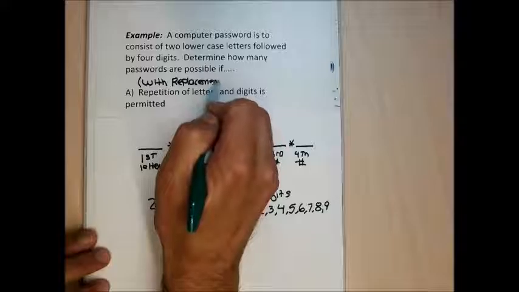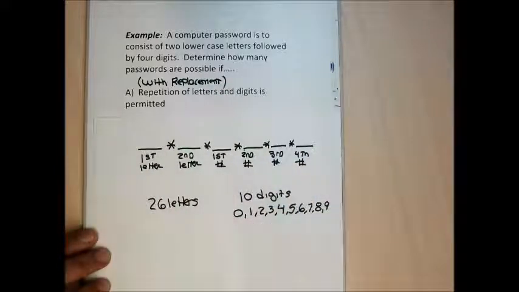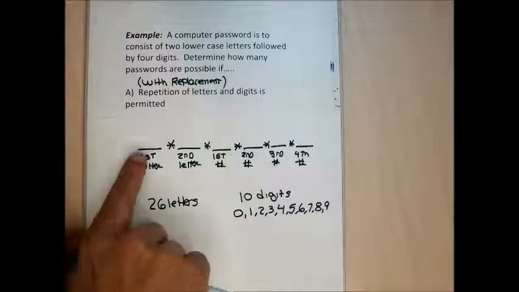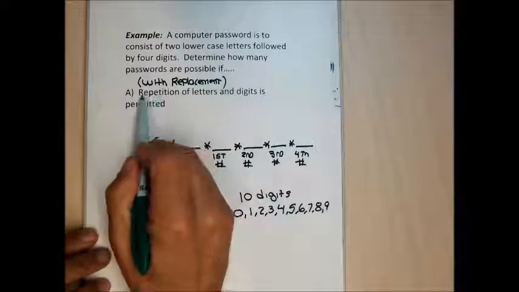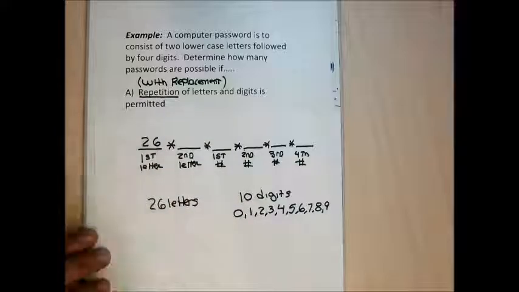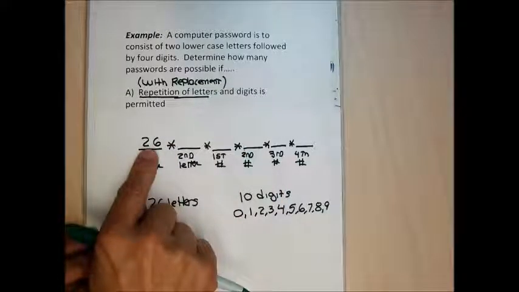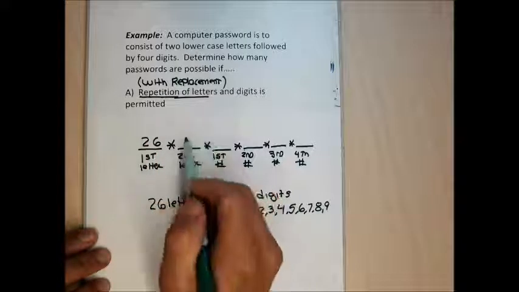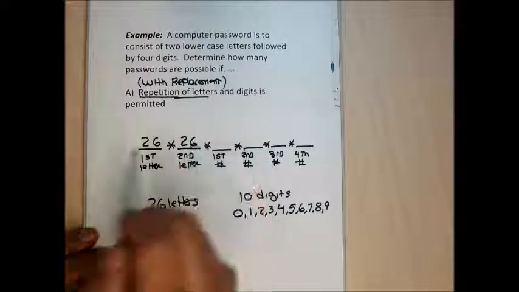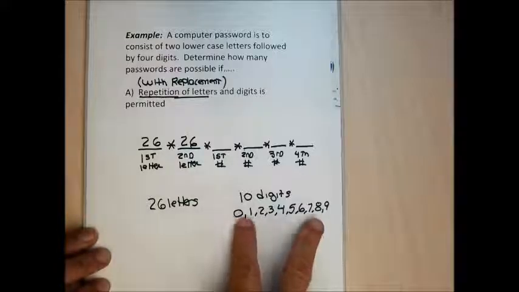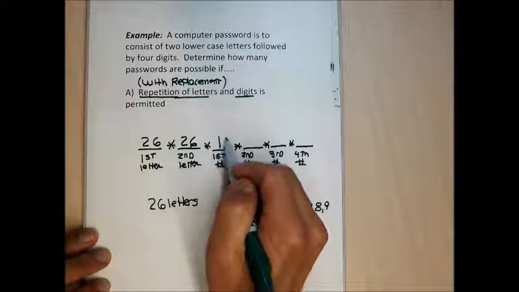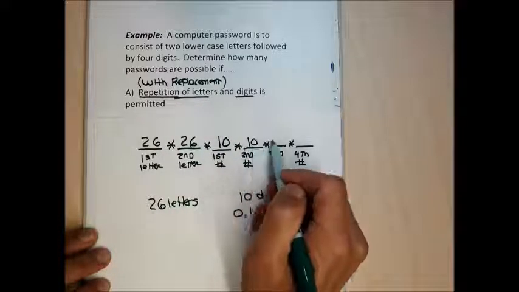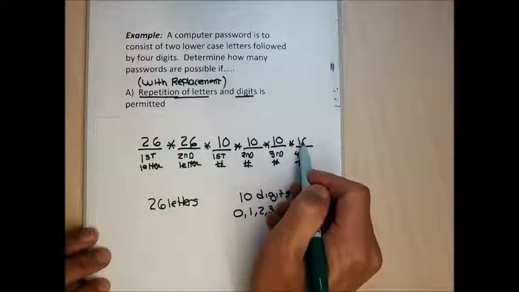And essentially, for each one of these choices, I just need to put the number of letters or the number of numbers that are available for that slot. For the first letter, I can use any of the 26 letters in the alphabet. And because it says repetition of letters is permitted, whatever letter I chose for the first letter, I'm allowed to use it again. So the second letter is also going to have 26 letters to choose from. Each of the numbers, because I'm also allowed to repeat digits, is going to have 10 choices, because each time I'm allowed to use any of the 10 numbers between 0 and 9.